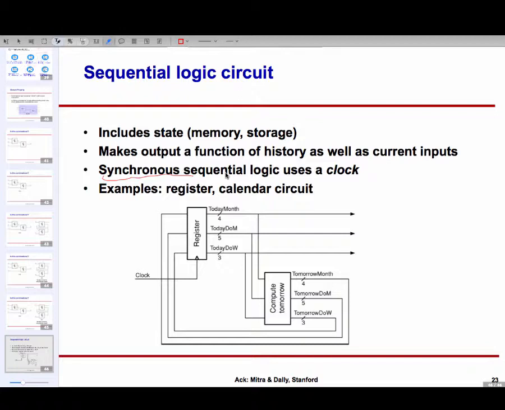But a clock is not essential to having memory. You could have systems, and there are a lot of examples. Our brain is a sequential system, but it doesn't have a clock. So there are plenty of examples of systems in nature and artificial systems which are sequential, but they are not synchronous. In particular, they're called asynchronous sequential systems.